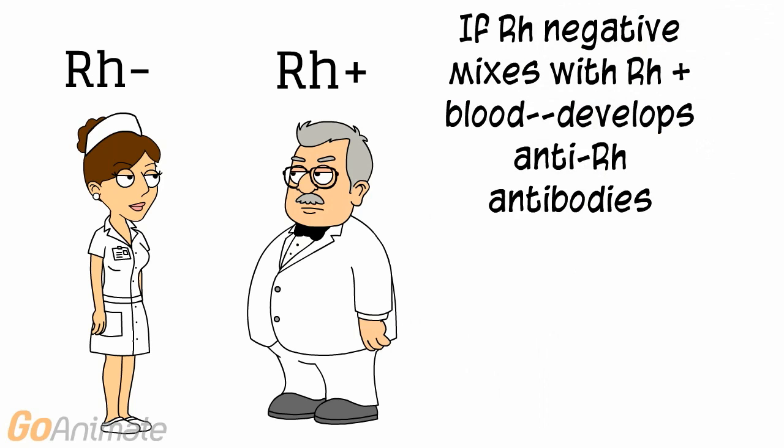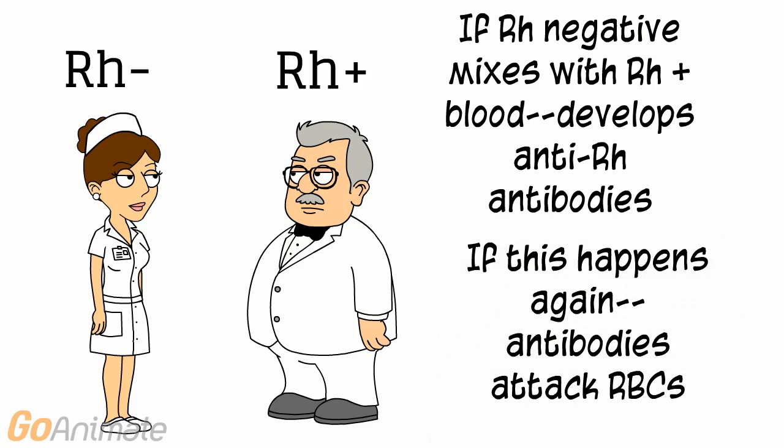If someone with Rh negative blood receives a transfusion from someone with Rh positive blood, they can develop antibodies that can attack red blood cells.